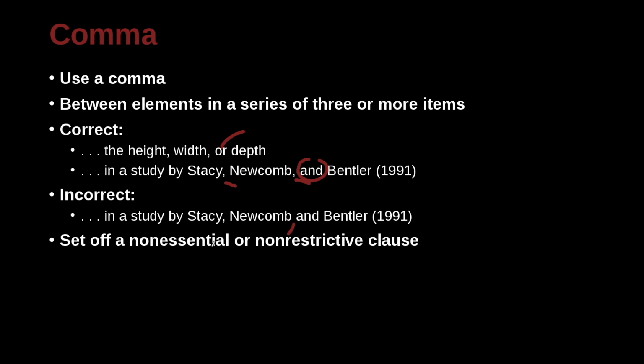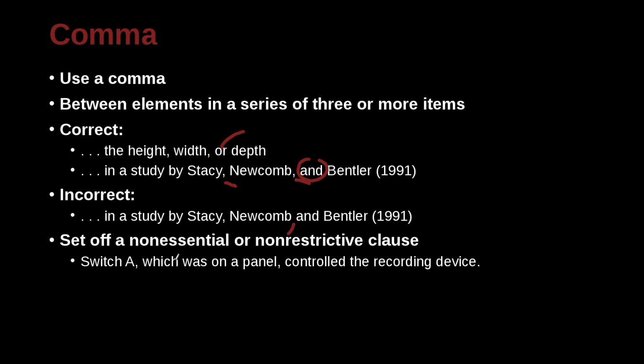You use a comma to set off a non-restrictive or non-essential clause. So, for example, switch A, comma, which was on a panel, comma, controlled the recording device. So the easy way to think about this is if you have a phrase like here, which was on a panel, this is describing something. If you can cut this, remove it, and now read the sentence without it, switch A controlled the recording device.